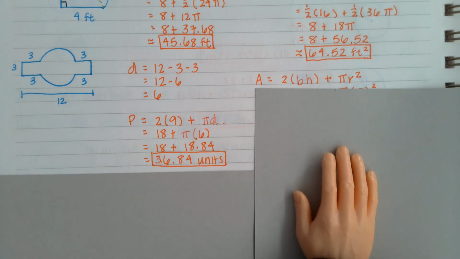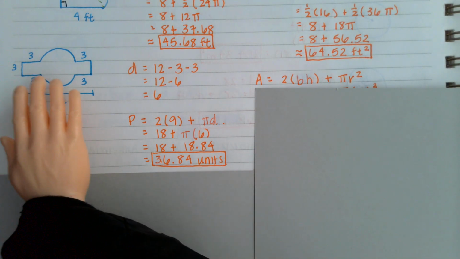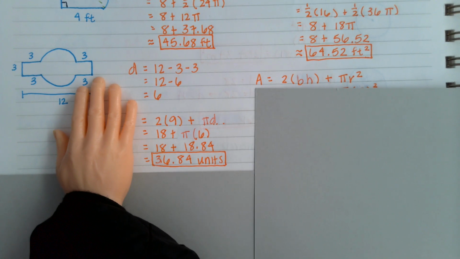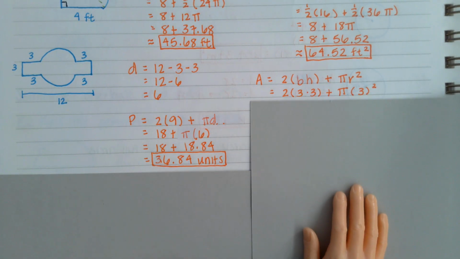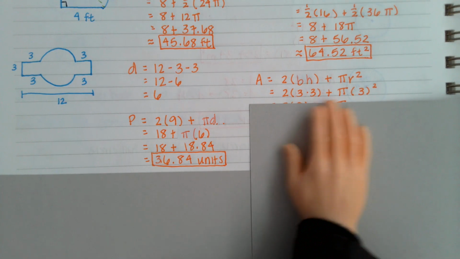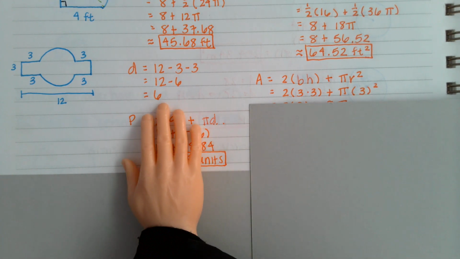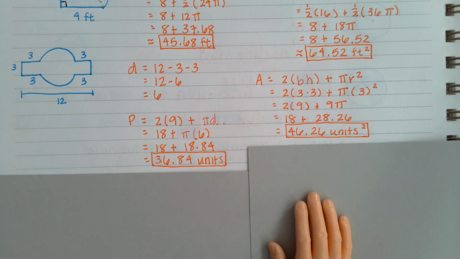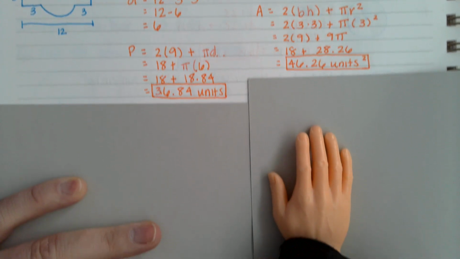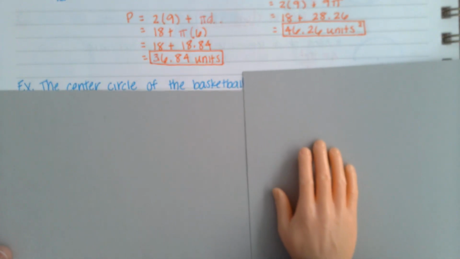To find the area of this figure, we have two rectangles that are the same size, and the circle in the middle. So base times height, 3 times 3, and the radius would be 3 because that's half of 6. Plug that in and we get 46.26 units squared. Since we were not told what the units are for this, we just call it units.